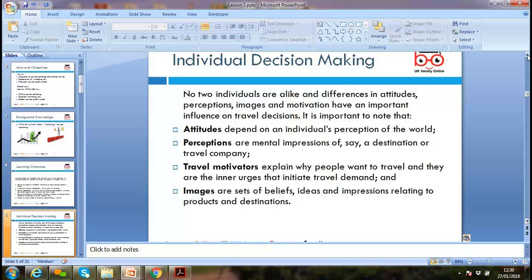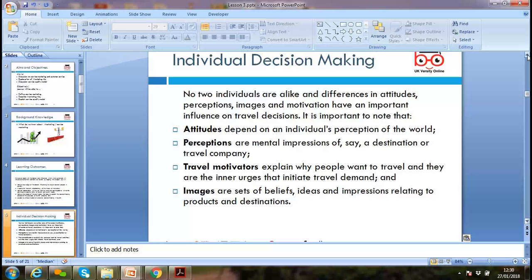Perceptions are the mental impressions of, say, a destination or a travel company. A few years ago, a lot of travel companies booked holidays, but actually the rooms were not available. So people developed a perception about the travel company that they cheat. They show a 5-star hotel, but when you go there and stay, you find it's not 5-star or 7-star, whatever, the service it's supposed to be, they're not delivering it, not even 2-star. So as an industry, the perception developed that they do not fulfil their promise.